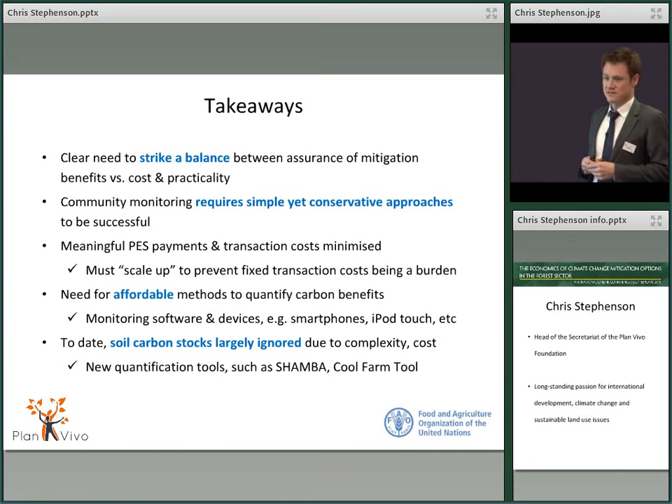There's also a need for affordable methods to quantify the carbon benefits. So we are seeing now a lot of innovation in terms of monitoring technologies, using smartphones, iTouches to enable the collection of data, but also new tools are emerging, such as Shamba, which allow quantification of soil carbon stocks, which maybe traditionally were excluded from these kinds of projects due to their complexity.